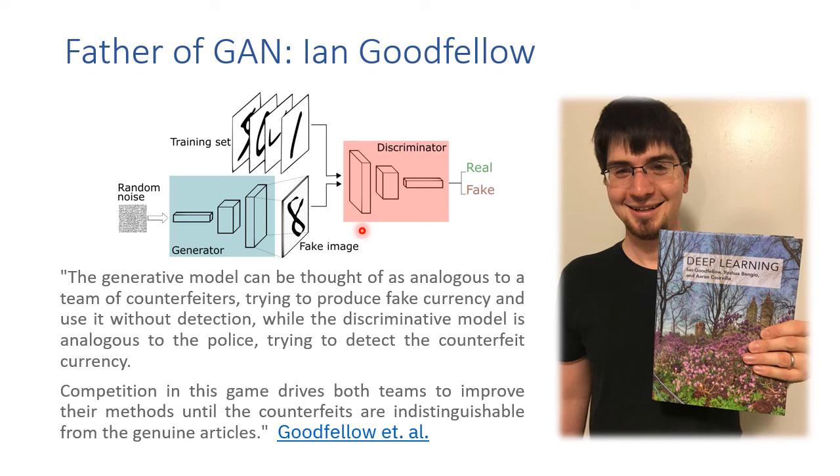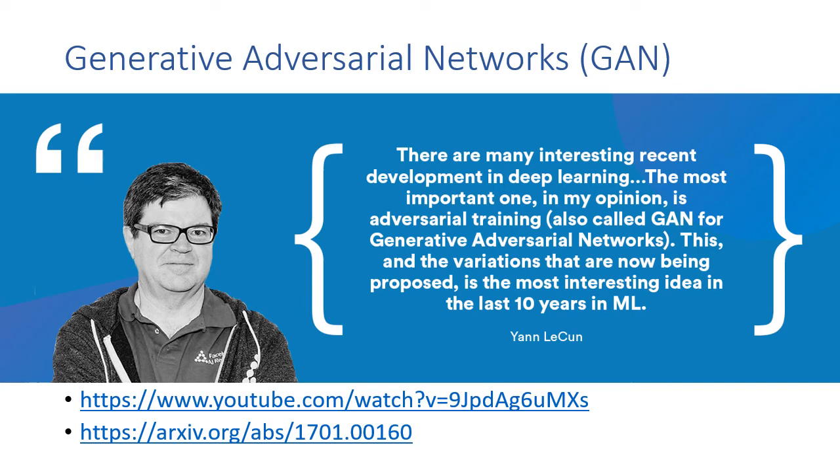And those two compete with each other until the discriminator cannot identify which is fake. So the fake images, the counterfeits, are indistinguishable. Then we have a good generator that can generate a realistic fake image. The photos generated by the generative adversarial networks are so real that we humans find it difficult to tell if the photos are fake or not. So this is a breakthrough idea.